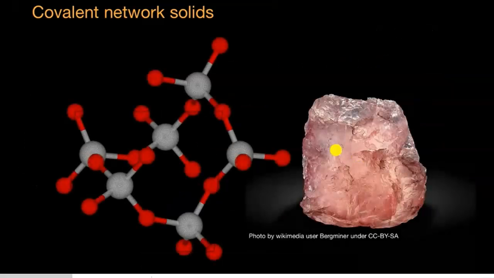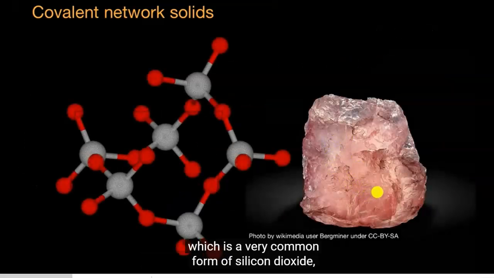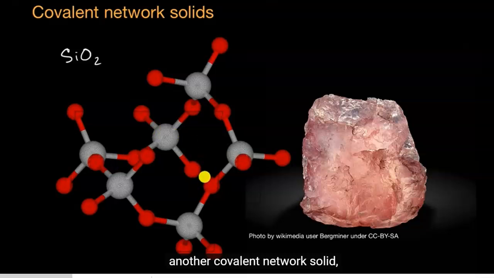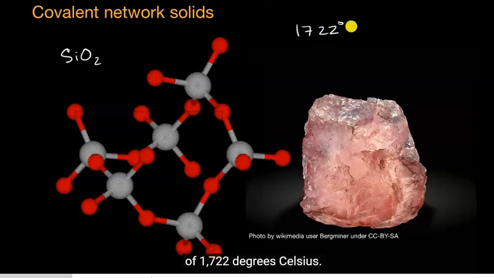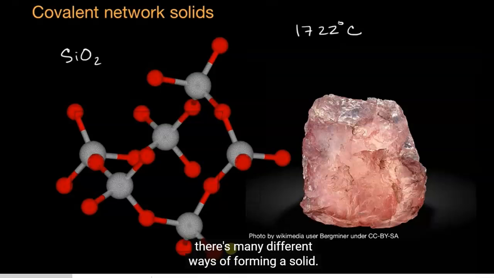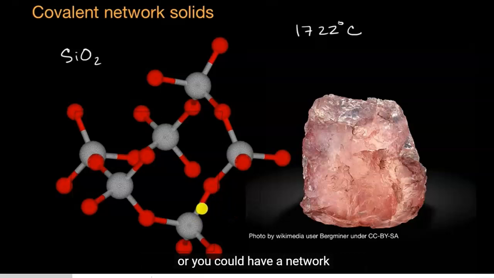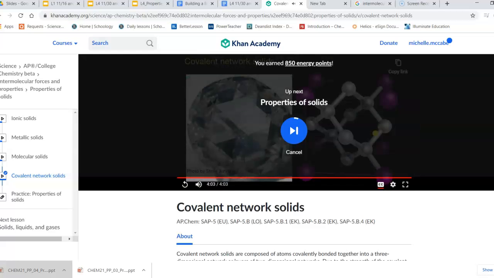This right over here is a picture of quartz, which is a very common form of silicon dioxide, another covalent network solid. And this has a melting point of 1,722 degrees Celsius. So the big takeaway over the last several videos is there are many different ways of forming a solid. It could be with ions, it could be with metals, it could be with molecules that are attracted to each other with intermolecular forces, or you could have a network of atoms formed with covalent bonds.